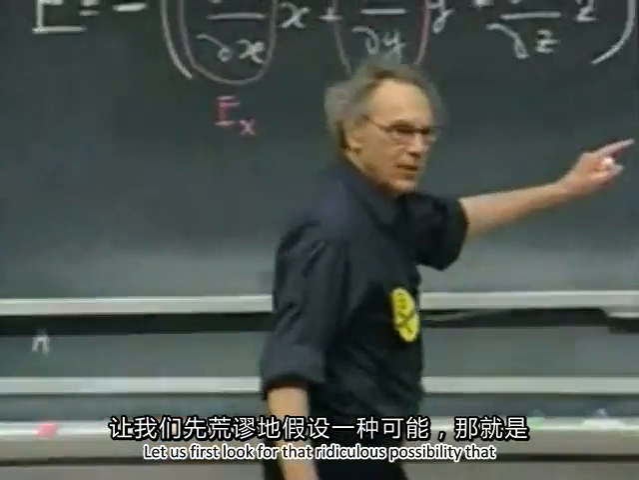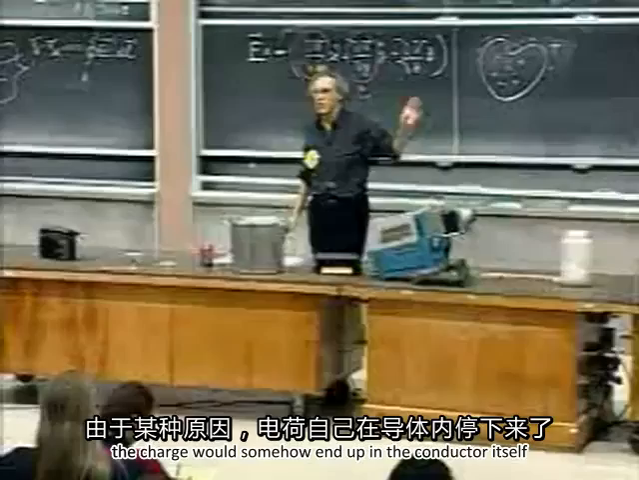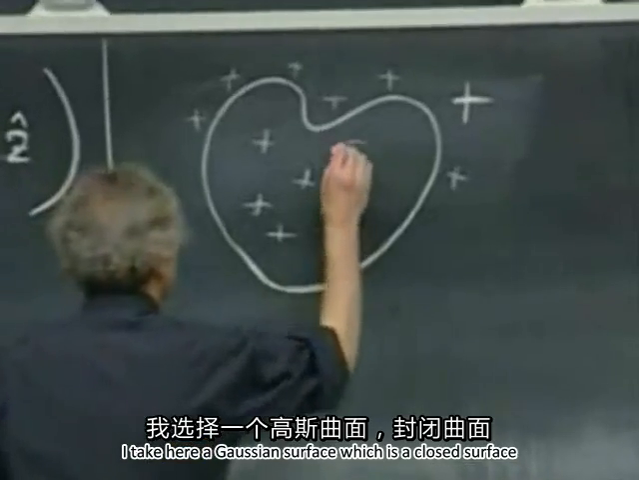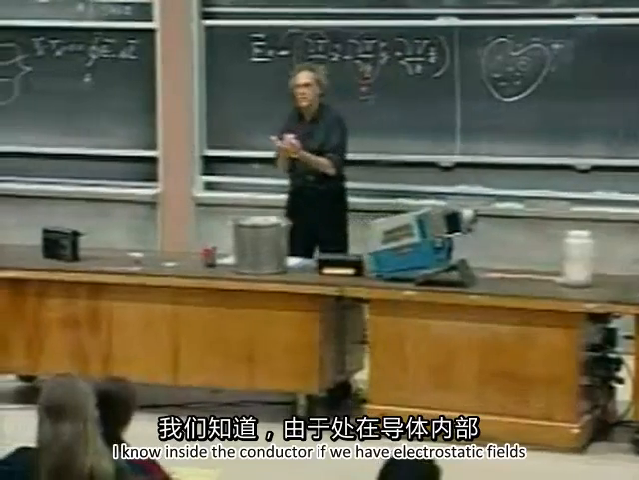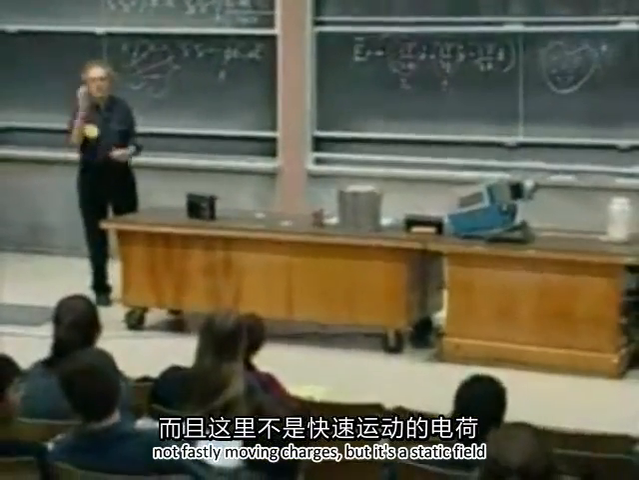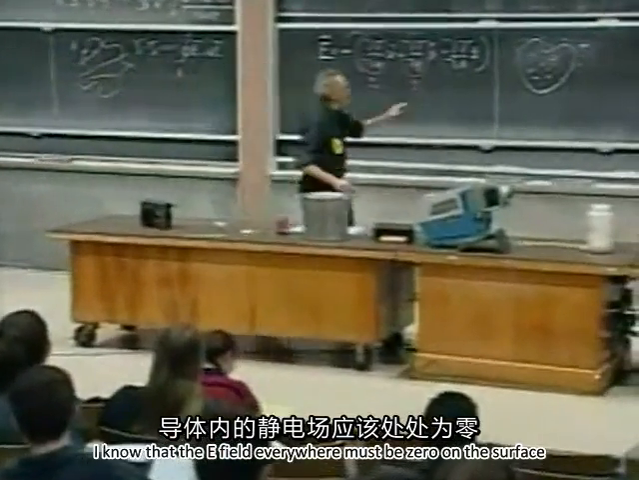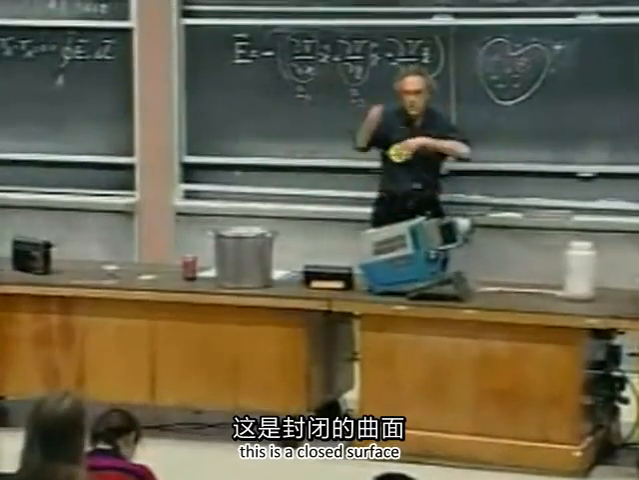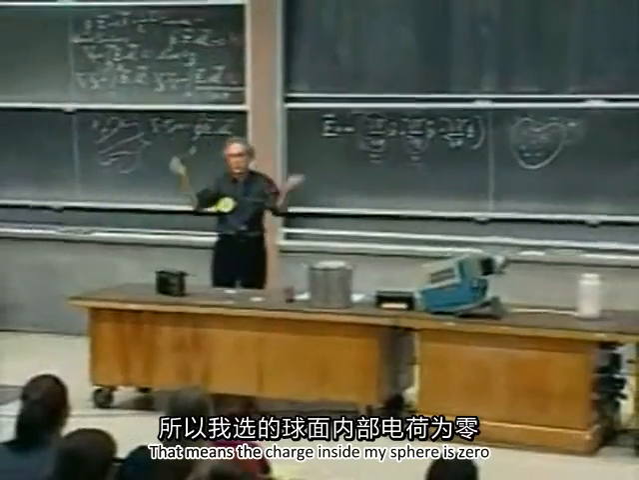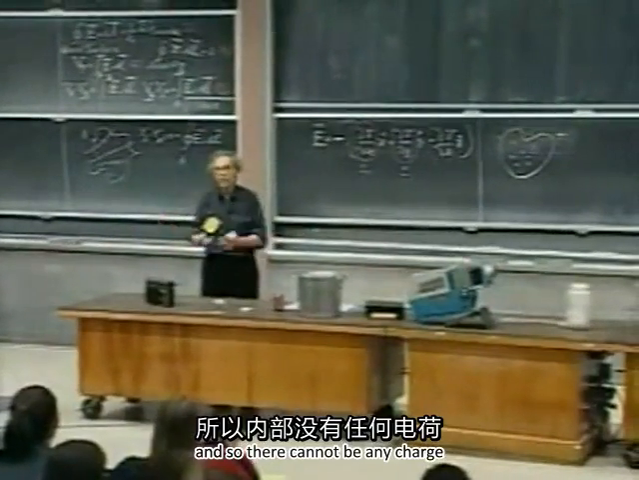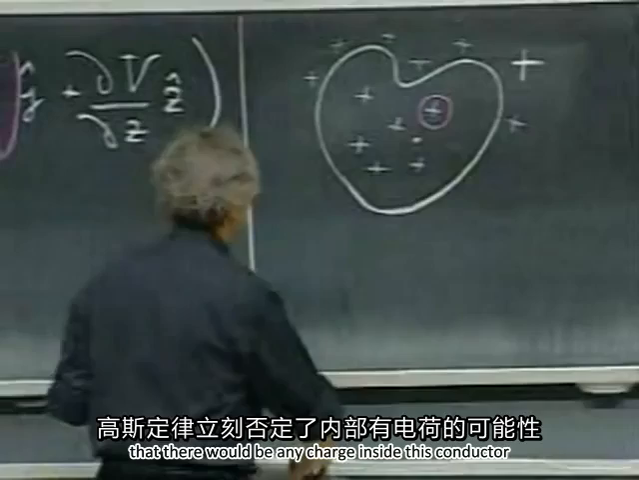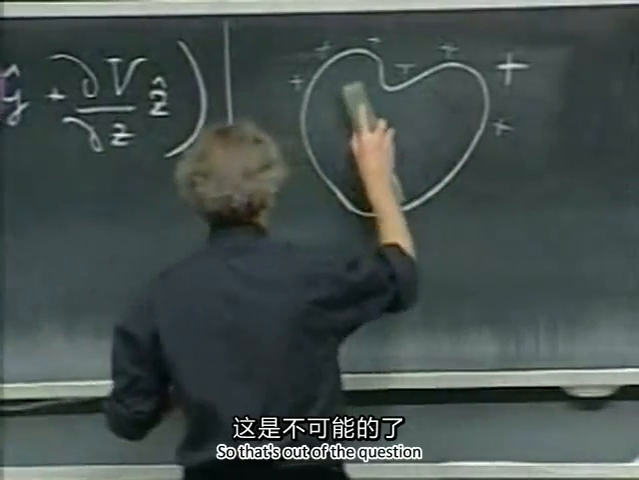Let us first look for that ridiculous possibility that the charge would somehow end up in the conductor itself. I take here a Gaussian surface, which is a closed surface. I know inside the conductor, if we have electrostatic fields, not fast-moving charges, but a static field, I know that the E field everywhere must be 0 on the surface. This is a closed surface. So the integral of E dot dA, equation 1, is 0. That means the charge inside my sphere is 0, and so there cannot be any charge. So Gauss' law immediately kills the possibility that there would be any charge inside this conductor. So that's out of the question.